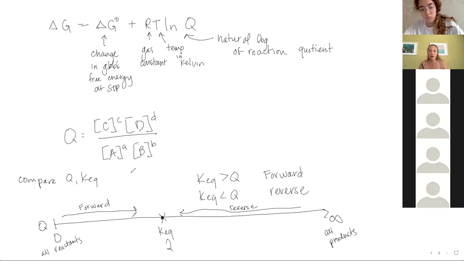So whenever I'm thinking about KEQ and comparing it to Q, I always think about this line. If I'm lower than, I have to go forward to catch up. If I'm higher than, I have to go backwards to catch up. So I need to either increase my products or increase my reactants.